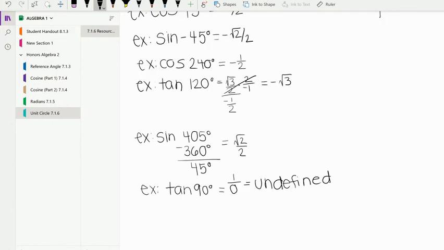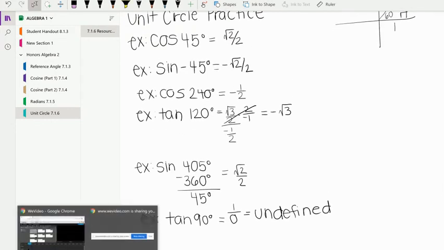All right, so those are just some uses of the unit circle.